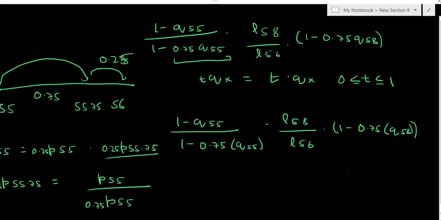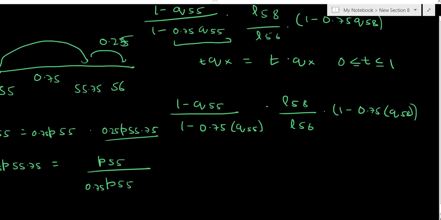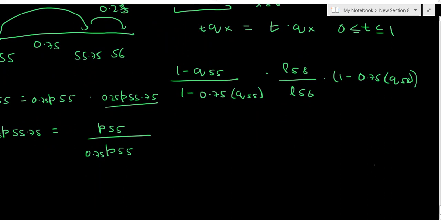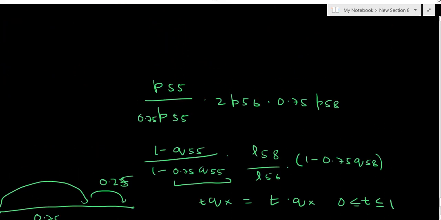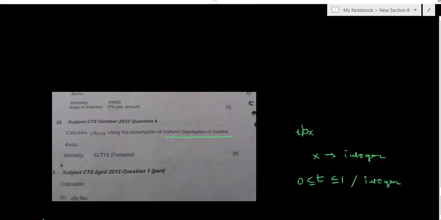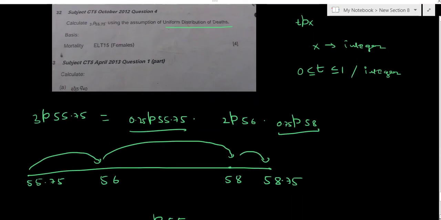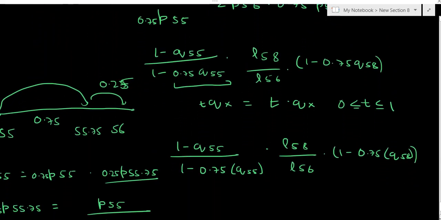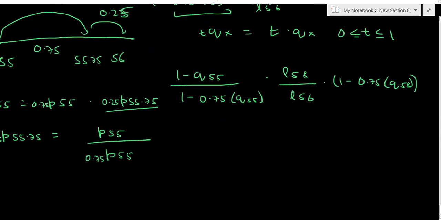Now you can take all these values from the tables. In this question, which table should be used? Let's check the name of the table. The table is ELT 15 females. So you can take these values from ELT 15 females and put them here. If you put them here, I'll give you the final answer.